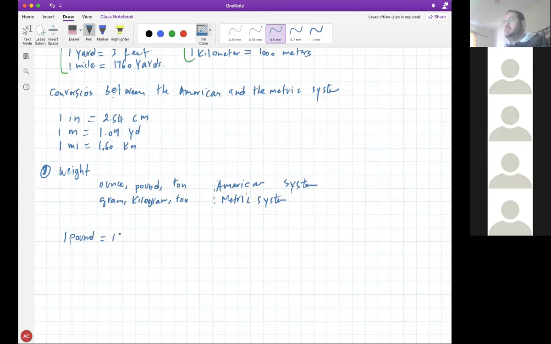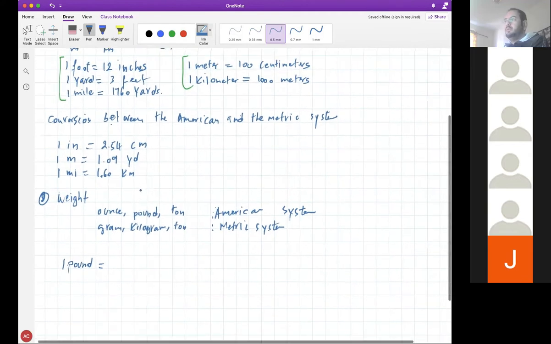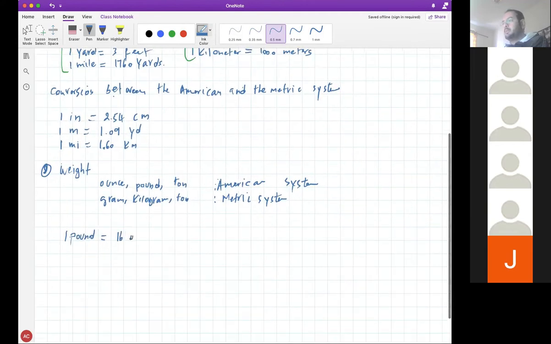Is it 28? No. One what? So 1 pound in ounces, how many exactly? It's 16 ounces. 16, that's right. Okay, pound and a ton. A ton has, I believe, 2,000 pounds. So 1 ton is 2,000 pounds. That's right. So that's how much a ton is. It's a lot of pounds, right? 2,000.